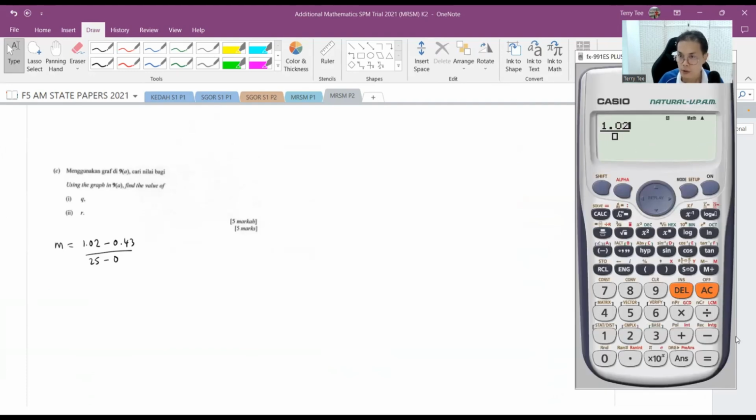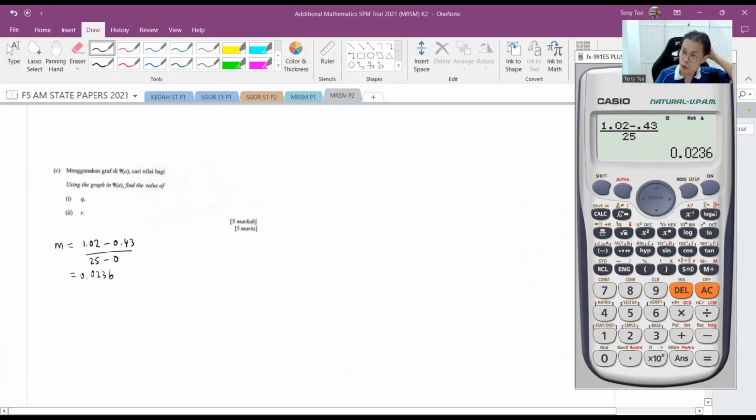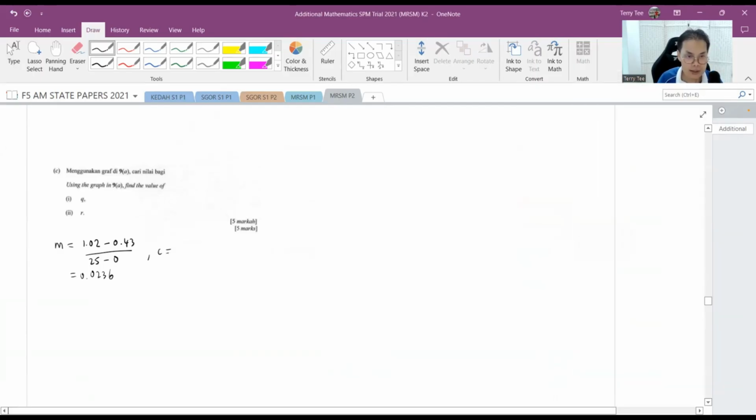All right, take 1.02 minus 0.43, divide by 25 minus 0, which is just 25. My gradient is 0.0236. You might get a slightly different answer, but that's okay. Some of you may get 0.0240. All right, so that's my gradient, and my y-intercept is 0.43. Okay, let's go back to the equation here.